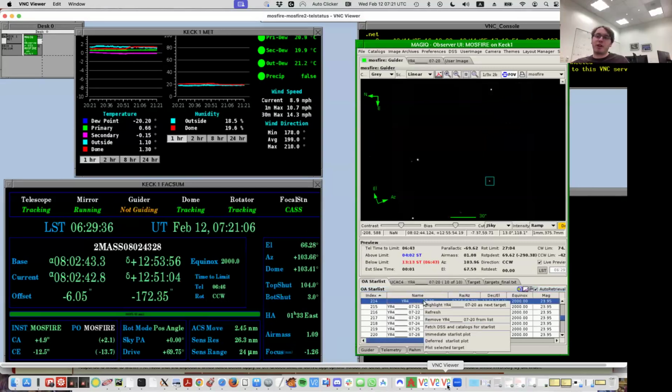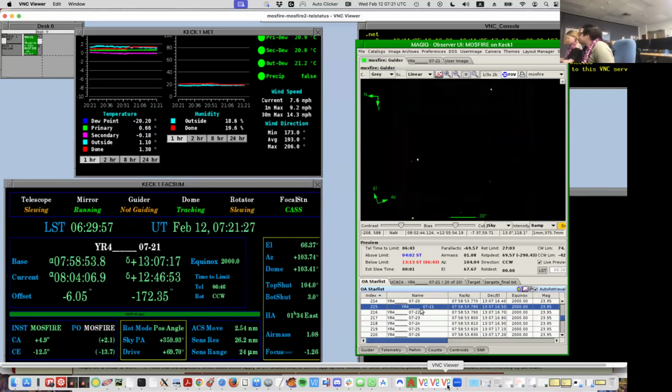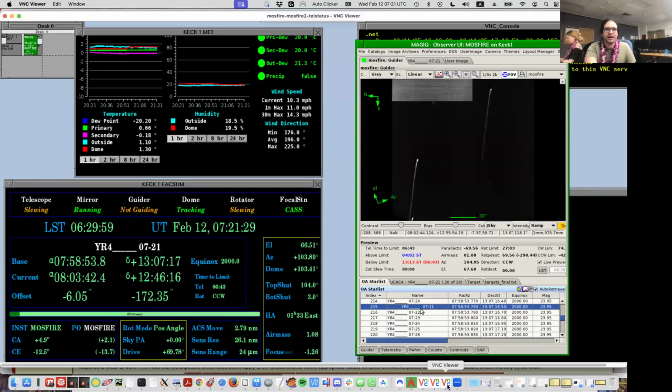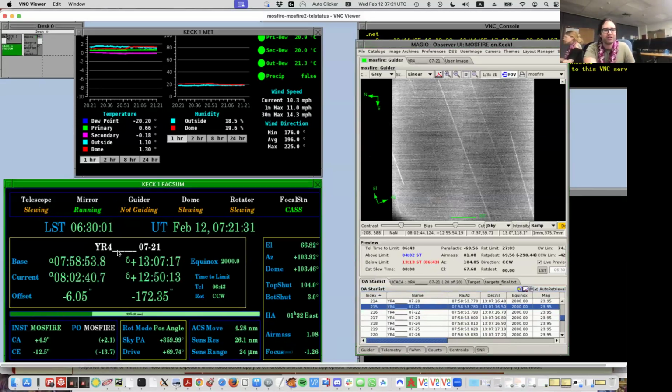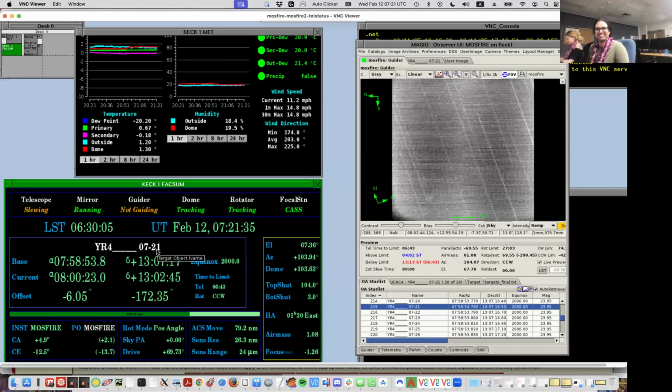Yeah. Do maybe 7:22 by the time it tracks. It's a good idea. Actually, we're right next to it, so we can do 7:21. Yeah. So we are ready to slew when you are ready to go, because we took a standard star right next to the target. So it's not much different distance for the telescope to move. So there we go. We have our target YR4, 07-21.